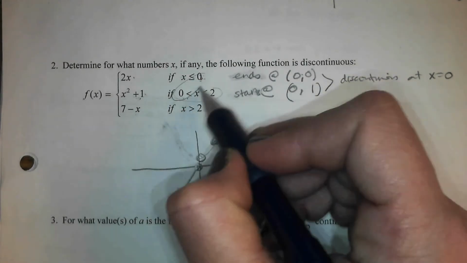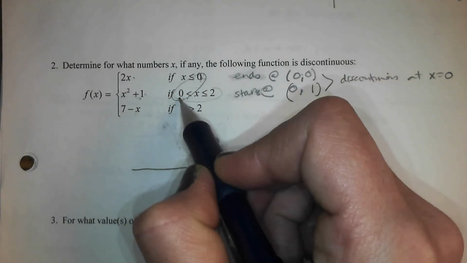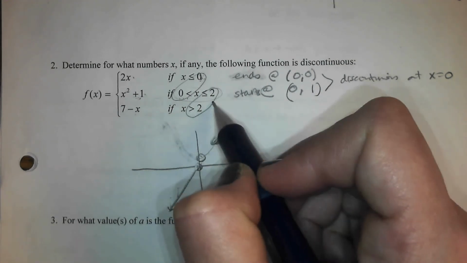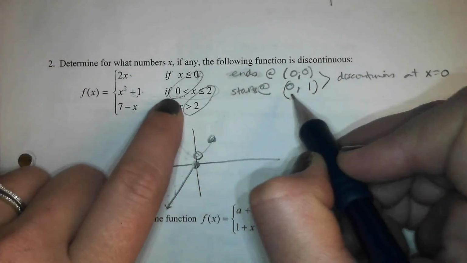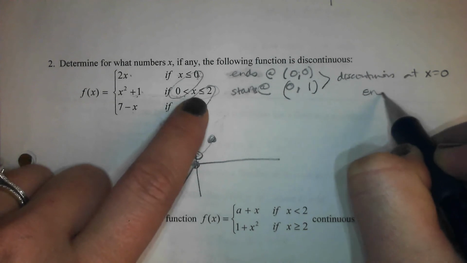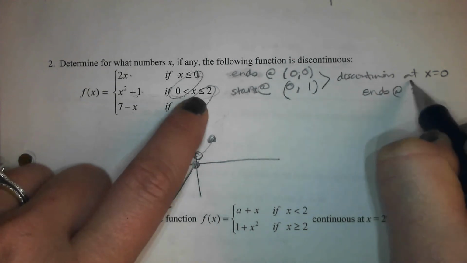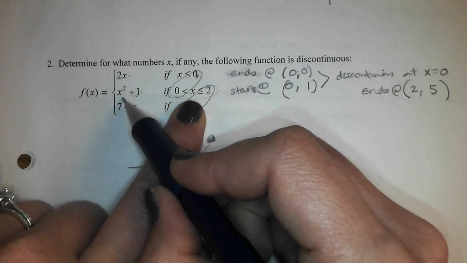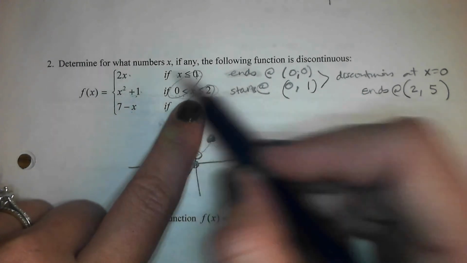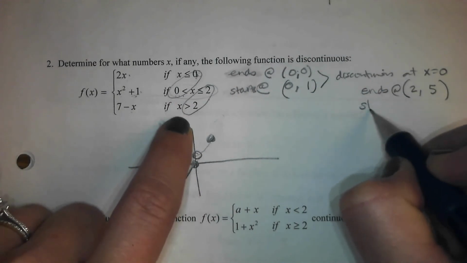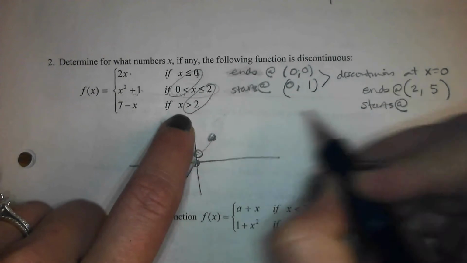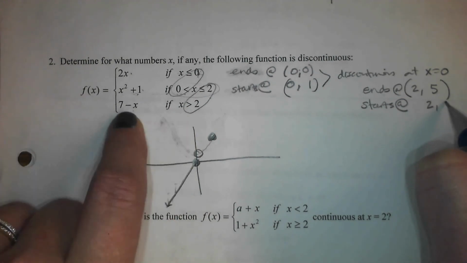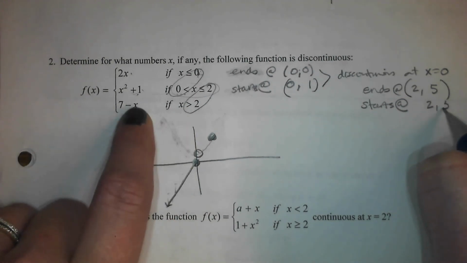Because that's where one ends and the other begins. Now for the next one, it's ending at 2, beginning at 2. So for the second one, this one is ending at 2 comma what? 5. She's just plugging in 2 to get that, 2 squared plus 1. And this one is starting at 2 comma 5. 7 minus 2 is 5.